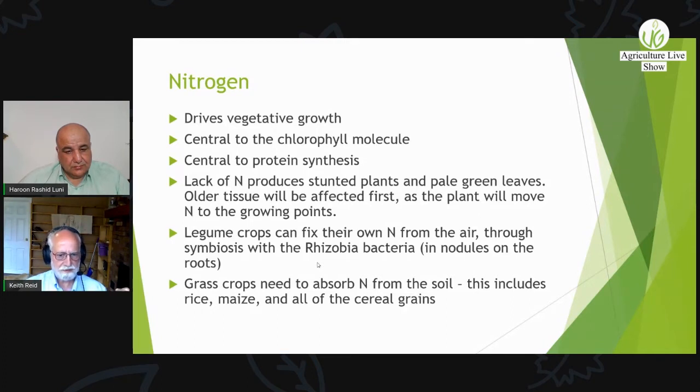The grass crops need to absorb their nitrogen from the soil. So either that's organic matter that's breaking down and releasing nitrogen in a mineral form, or fertilizer that we add. And when we talk about grass crops, it's not just the forage grasses. That's rice, maize, any of the cereal grains. Those are all in the grass family. So they all need nitrogen to be added, or nitrogen from the soil.